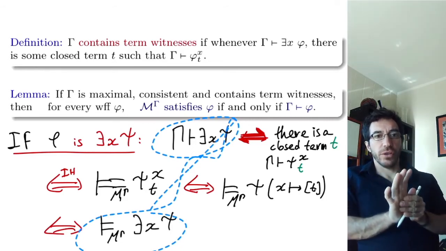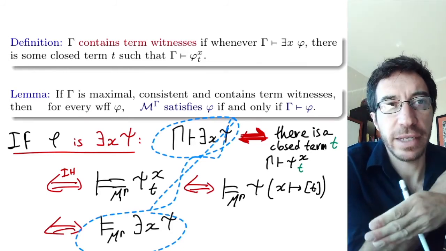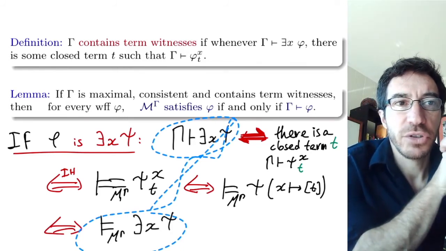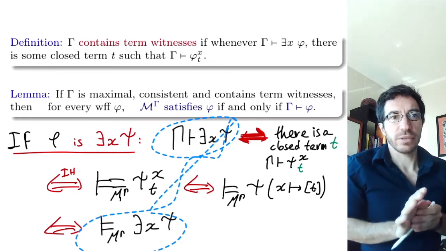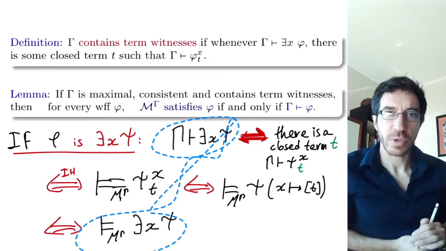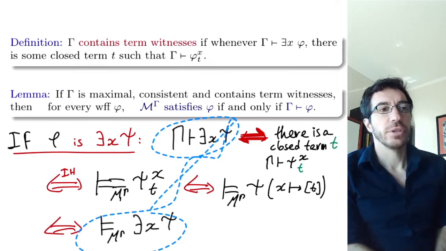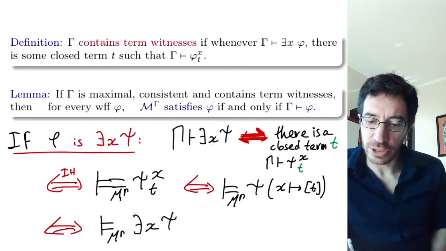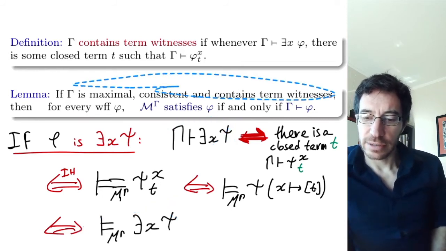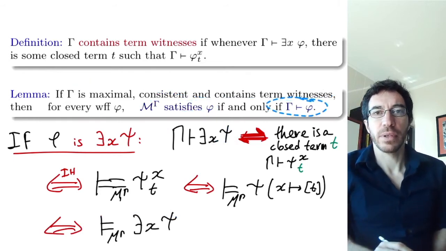So that finishes the proof, because the for all case can be defined out of there exists. It follows from this case, right? For all is definable from existential as not exists not. So that's it. We get that if you're maximal and consistent and contain witnesses, then the term model satisfies all the formulas in gamma.